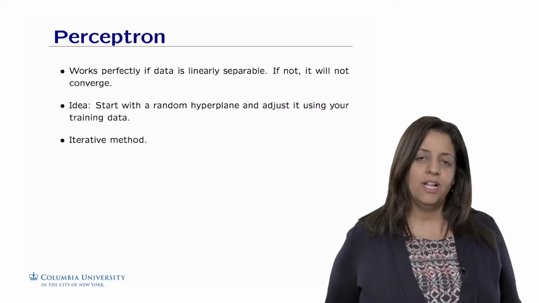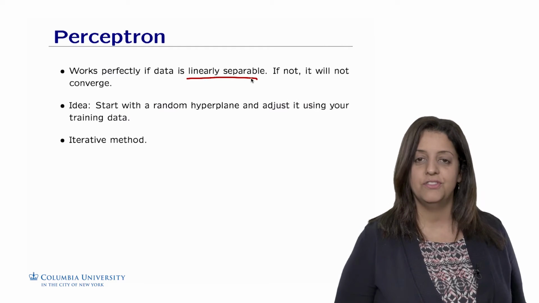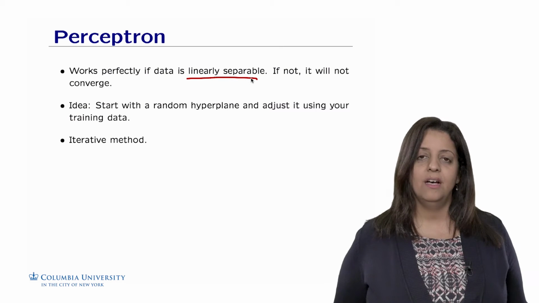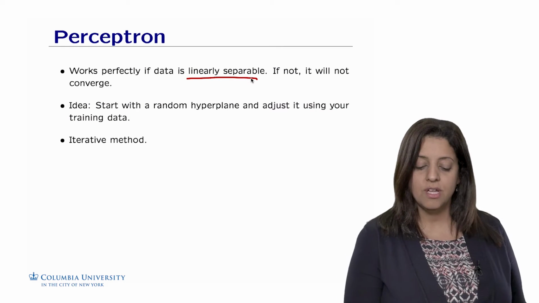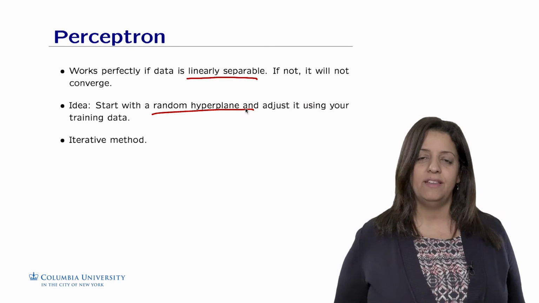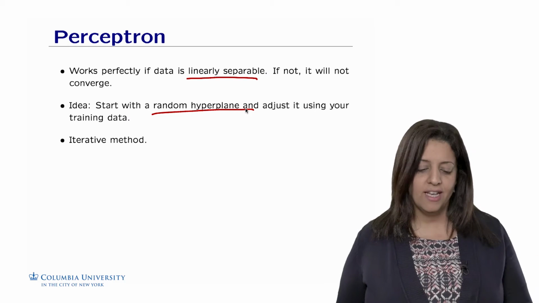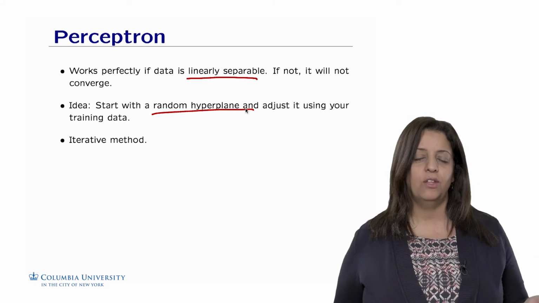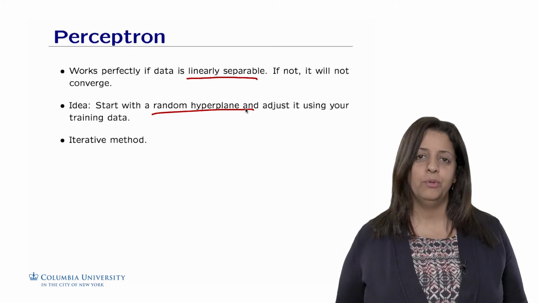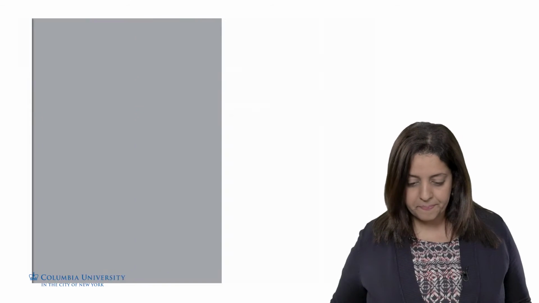Again, the perceptron algorithm works perfectly if the data is linearly separable. This is a condition for it to converge. If not, the algorithm will simply not converge. The idea of the perceptron is to start with a random hyperplane and adjust its weights using the training data. So you're going to feed the data into the perceptron, and whenever you make mistakes, you're going to revise those weights. It's an iterative method that goes through the examples and tries to match the input values to the output by changing the weights accordingly.